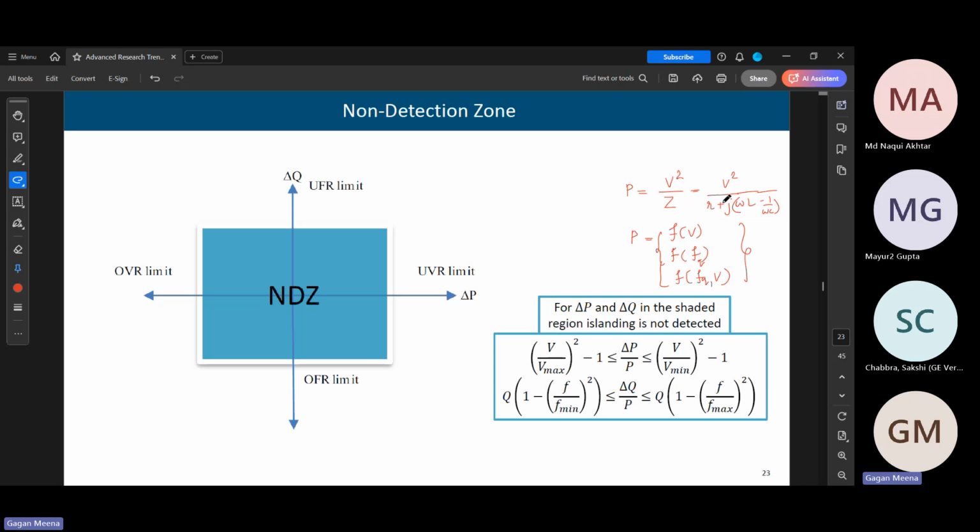Now if you see frequency in a distribution system, frequency will not change much as compared to the grid frequency. It will be close to 50 hertz, if it is connected to the grid and not islanded. Correct? Okay. So P is directly proportional to voltage here, but actually it depends on both voltage and frequency.